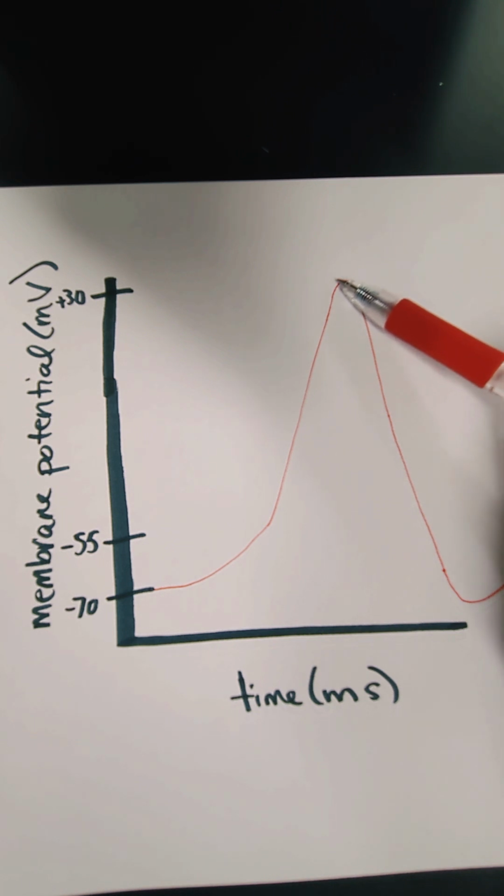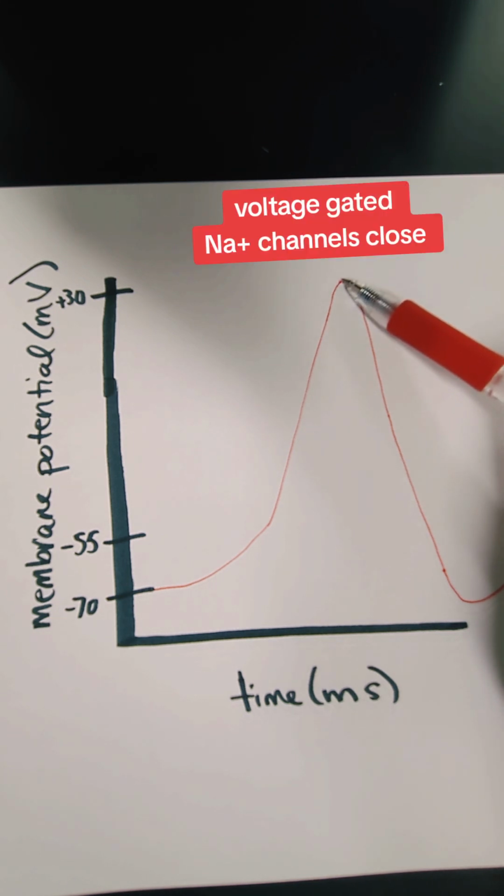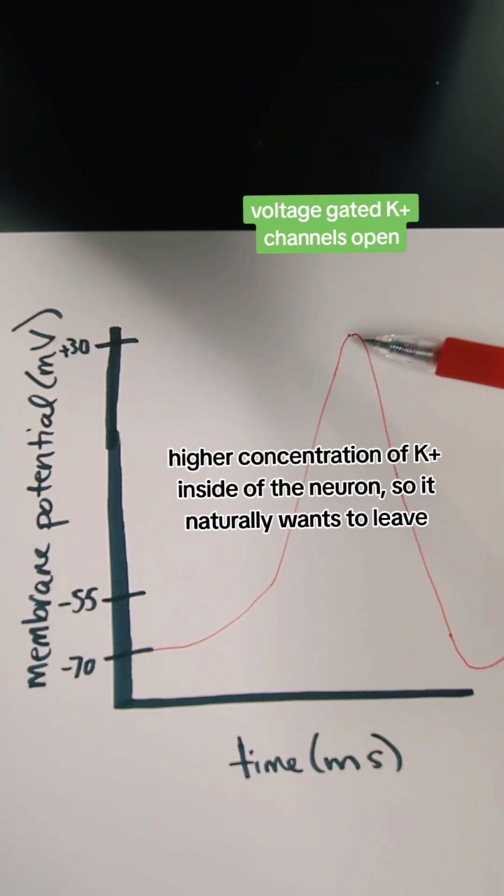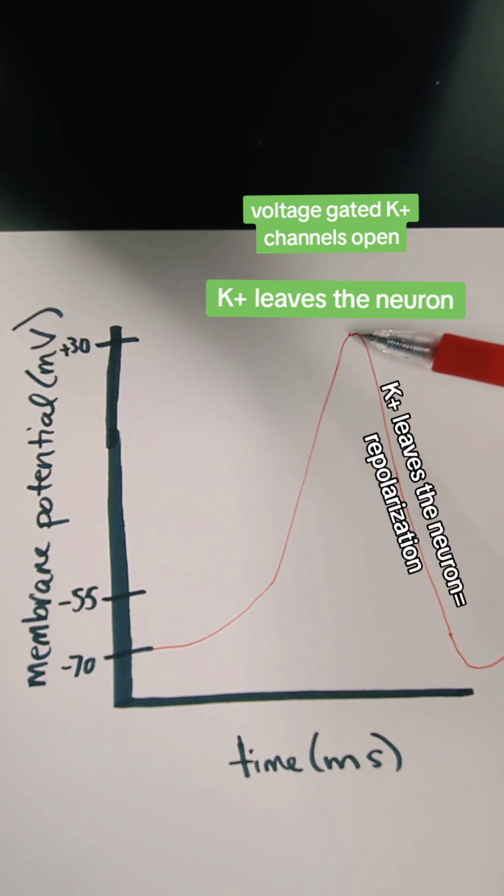rushing in. Now at the peak of this graph here, we see at that positive 30 millivolt value, that is when the voltage-gated sodium channels are going to close, and it's going to trigger the opening of voltage-gated potassium channels. Now there's a higher concentration of potassium inside of the neuron relative to outside. So when voltage-gated potassium channels open, potassium ions are going to rapidly leave the neuron. That is going to cause the inside of the neuron's membrane to rapidly decrease in its charge.